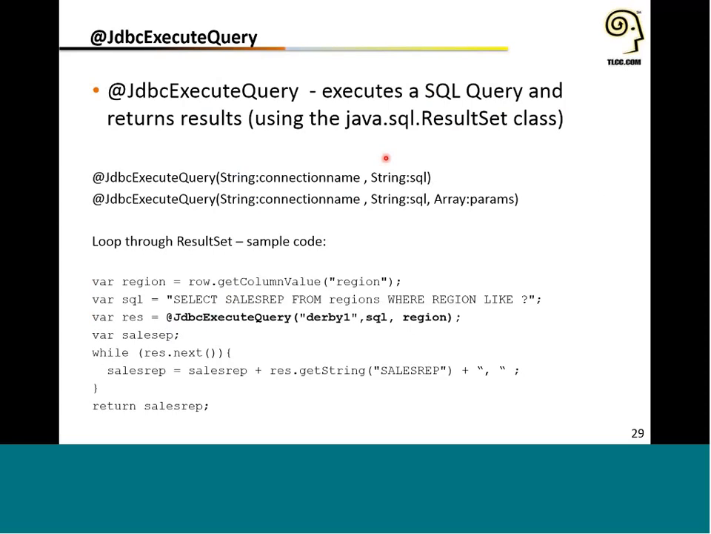You can basically, if you look at the code after, here's our query: select sales rep from regions where region like question mark.